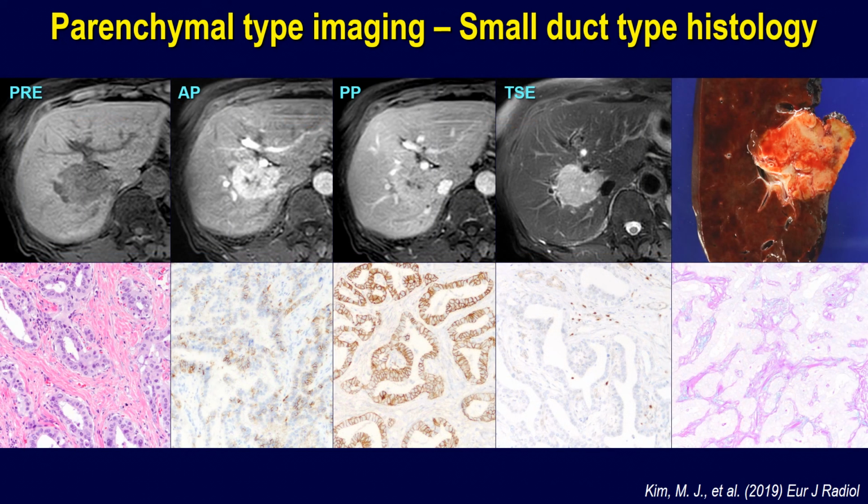This is also an example showing a parenchymal type tumor that corresponds histologically to a small duct type. A hypervascular mass located in the center without bile duct dilation consists of cuboidal cells on H&E stain, positive for small duct type markers CD56 and NCAM, and negative for large duct type markers S100P and mucin.